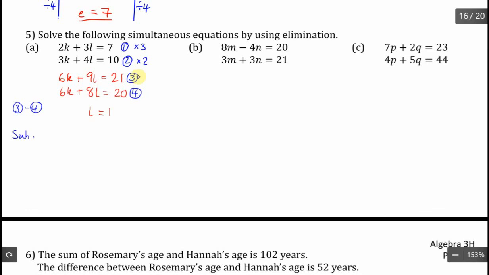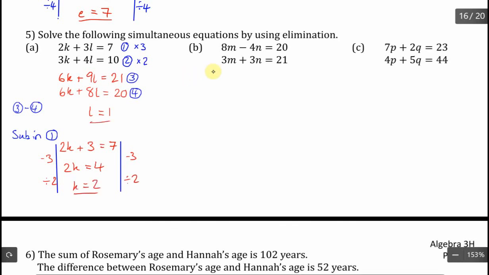Doesn't matter where I put this. I'm going to put it into equation 1. So you can go back and use the old original equations to substitute into, that's absolutely fine. So 2 lots of k plus 3 lots of 1, or 3, is equal to 7. Nice easy equation there to solve. Subtract 3, and that will give us 2k equals 4. Divide by 2, and k is equal to 2.